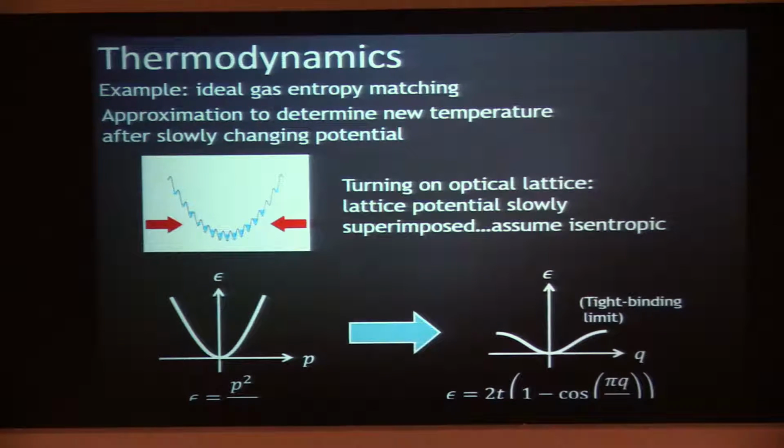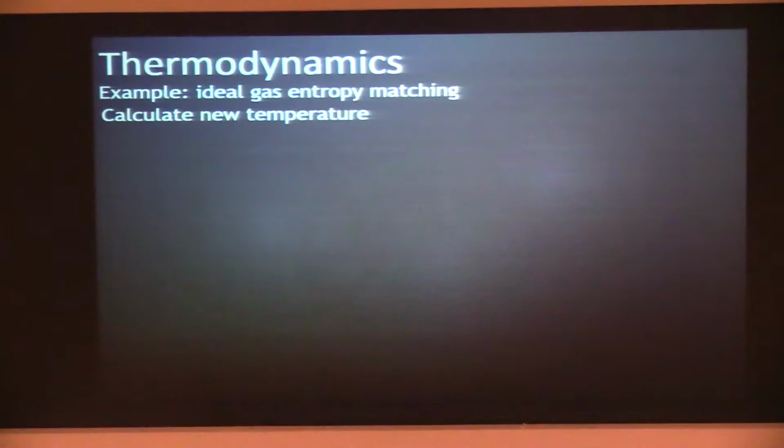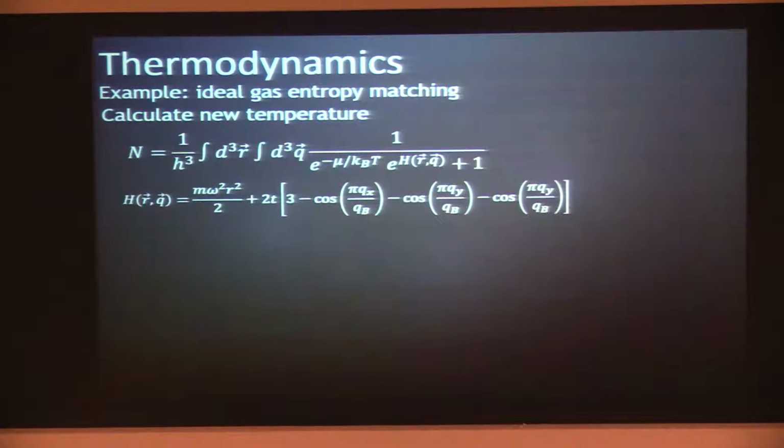Well, I do some thermodynamics. What I do is entropy matching, and this is a commonly used technique which is what I want to talk about to understand what is that temperature I've got. So I can say, okay, I know what the number of atoms is. Here's the integral for the number of atoms. After I turn that potential on, I've got my trap still, but now I've got a tight binding dispersion. So I plug that in for h into that integral.